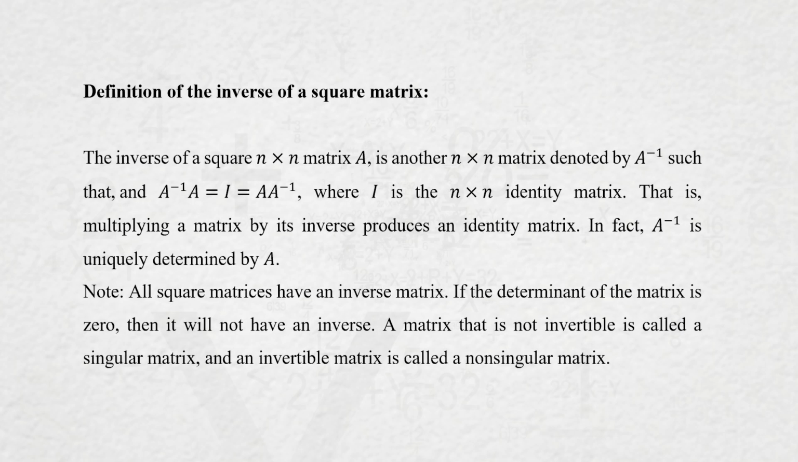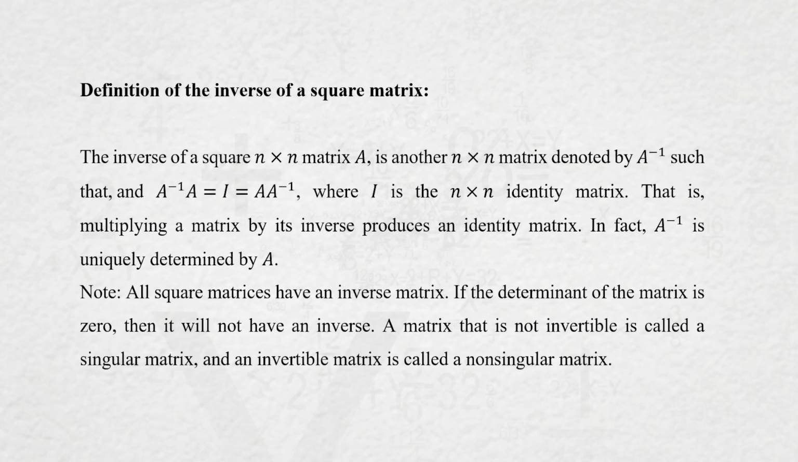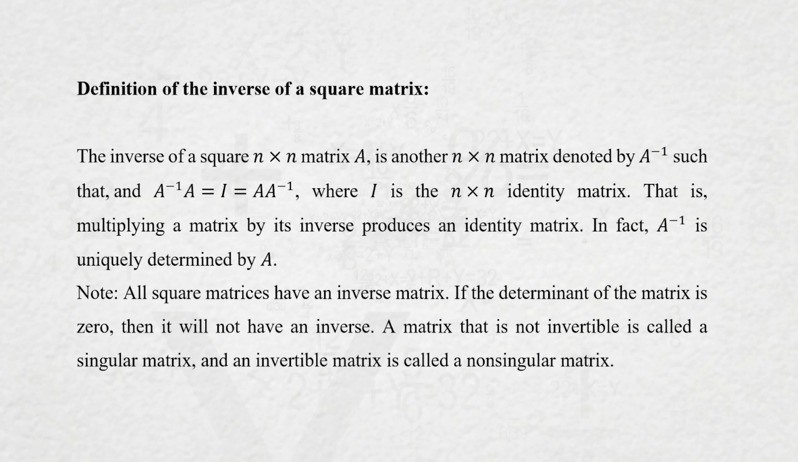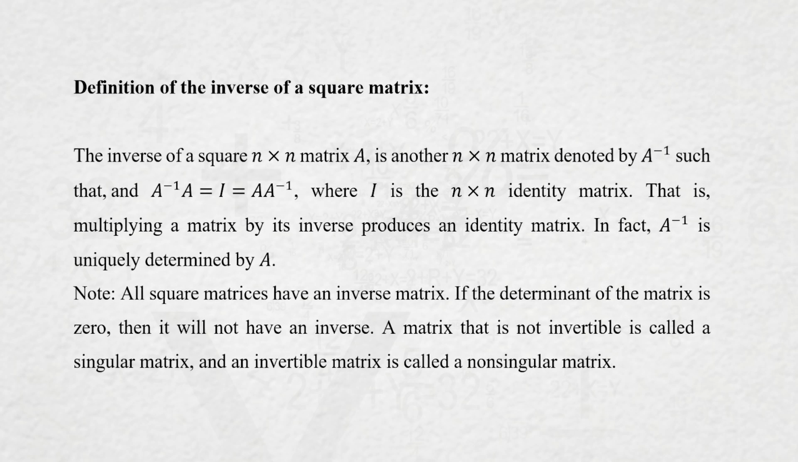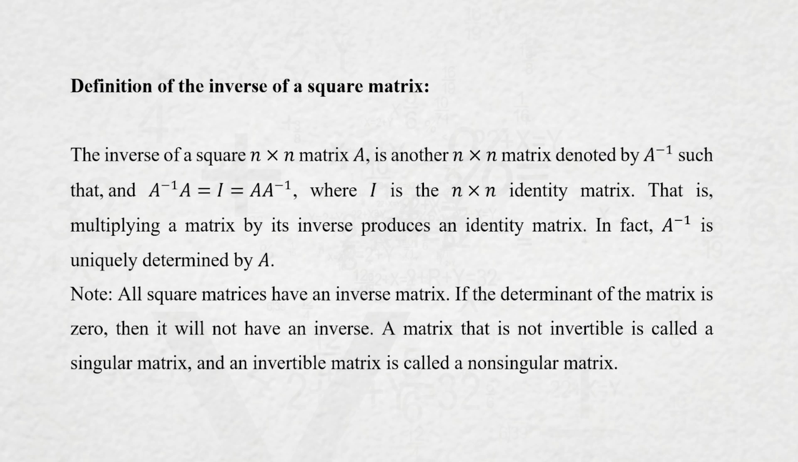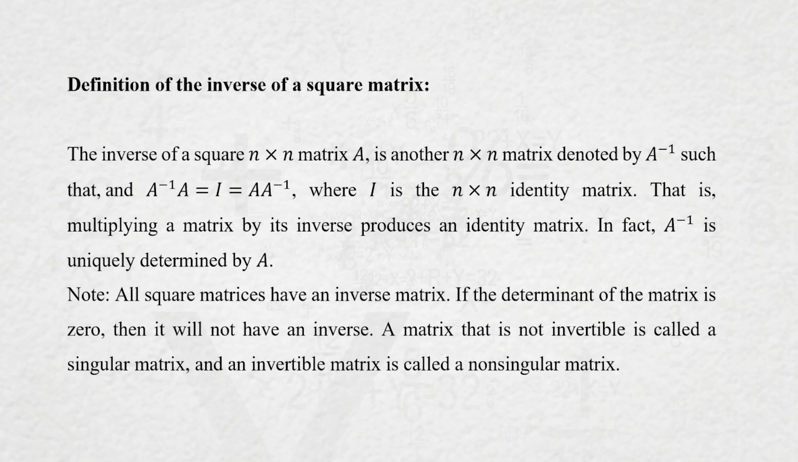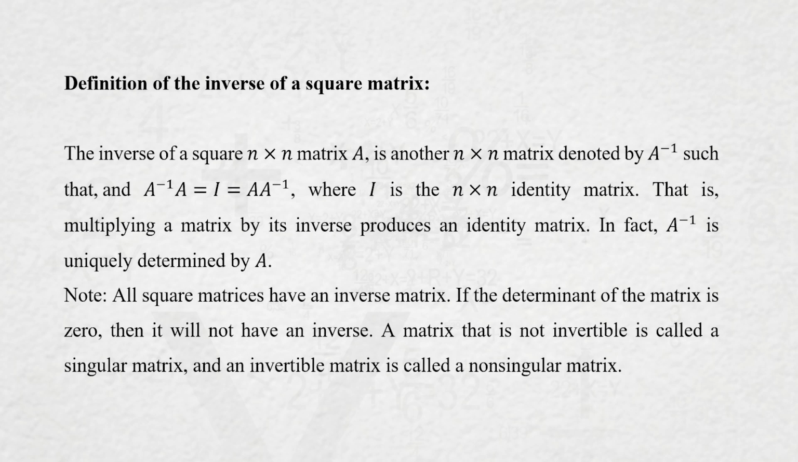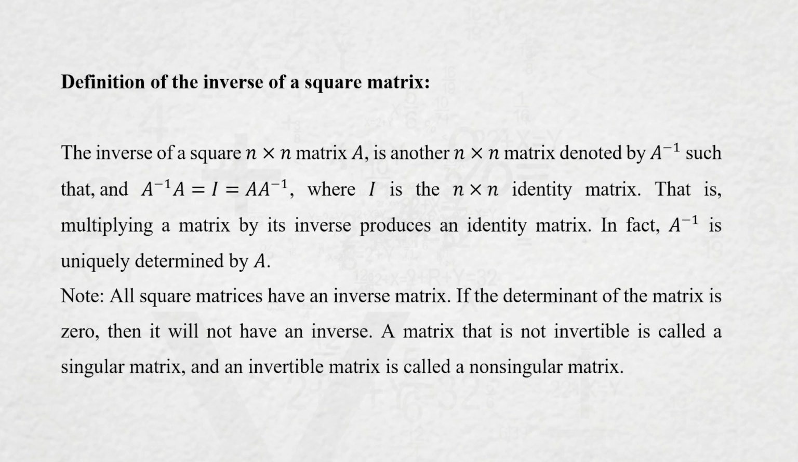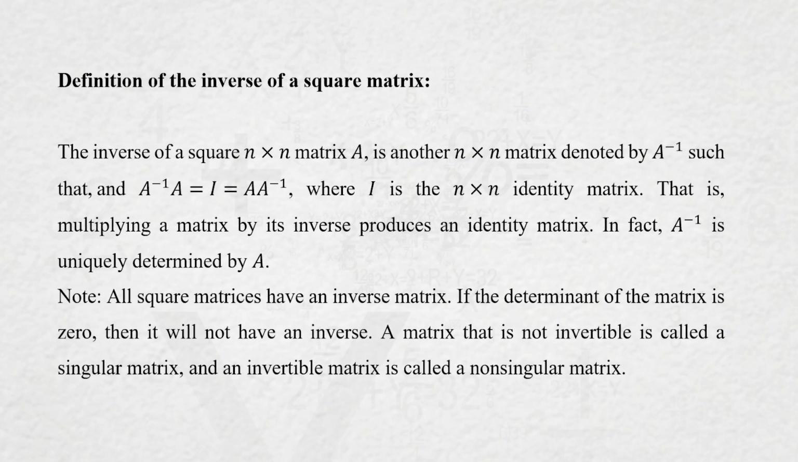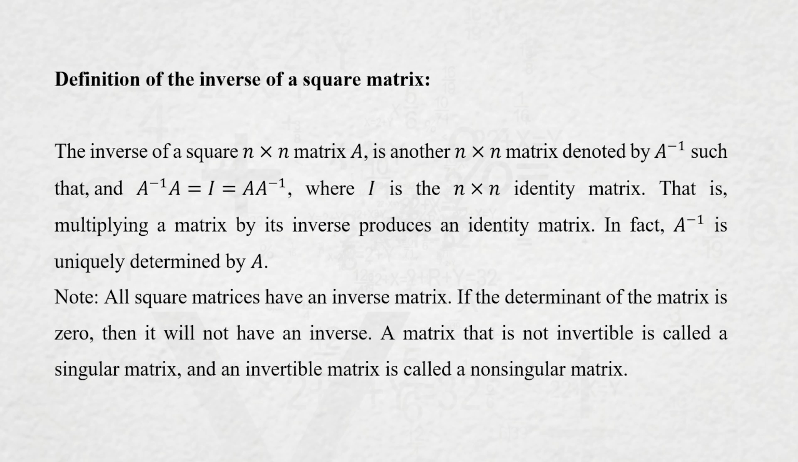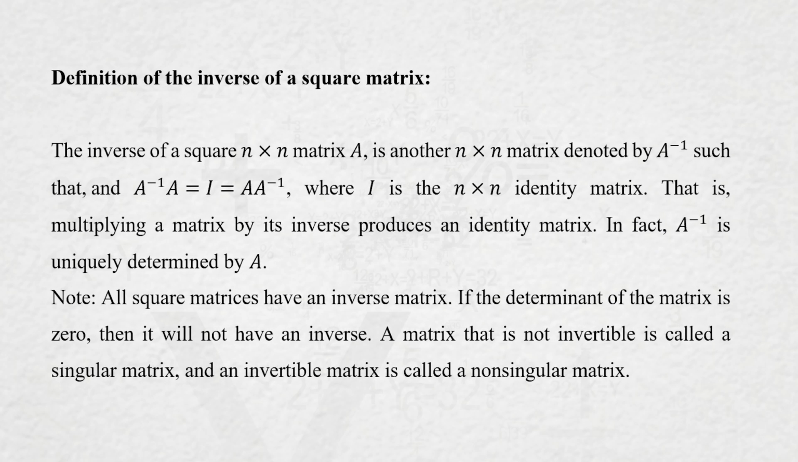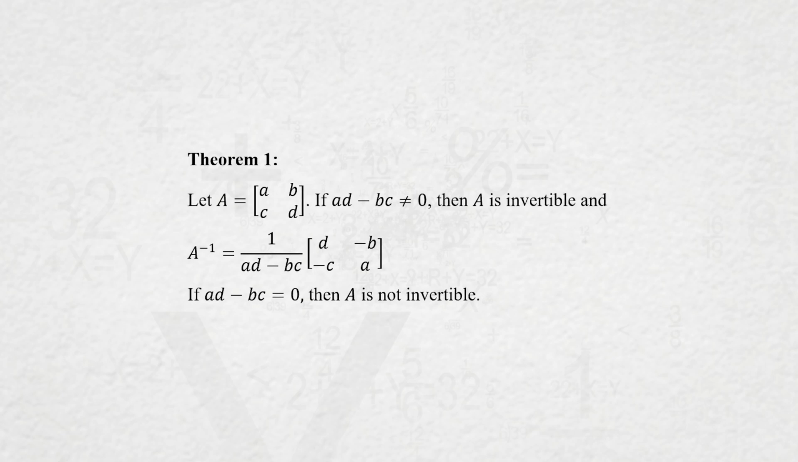A point to note: not all square matrices have an inverse matrix. If the determinant of the matrix is 0, then it will not have an inverse. A matrix that is not invertible is called a singular matrix, and an invertible matrix is called a non-singular matrix. We shall see some theorems.